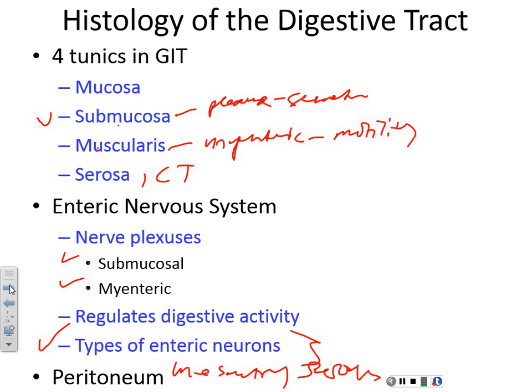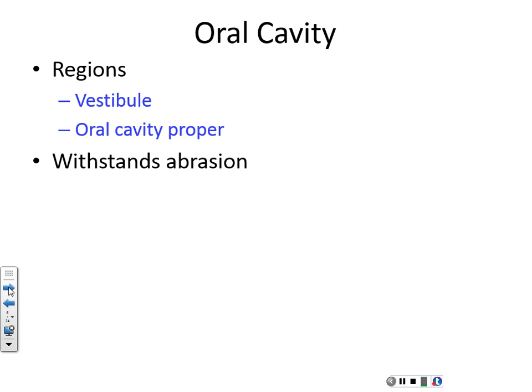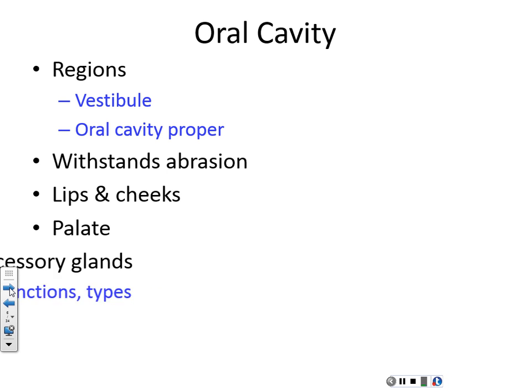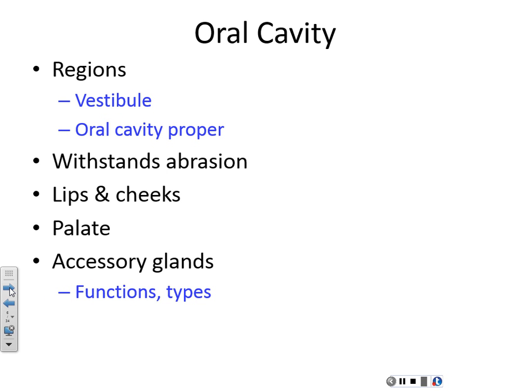And then of course some of these things, like the oral cavity, I just want you to know what function goes in there and just the basic structures in there.